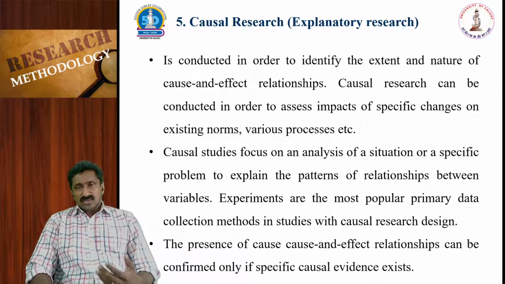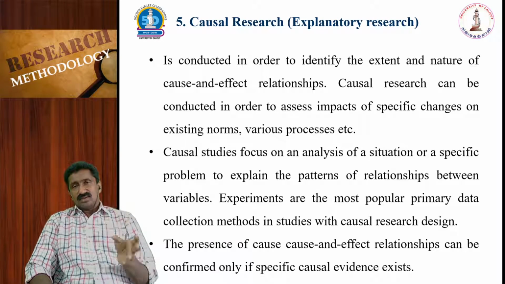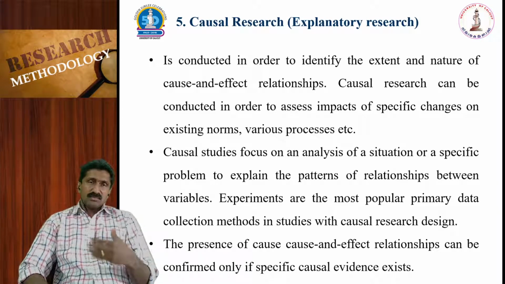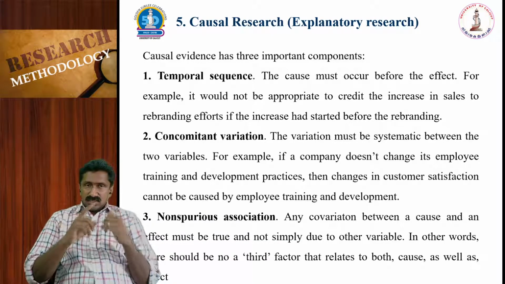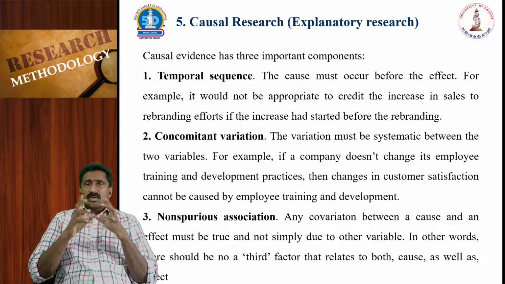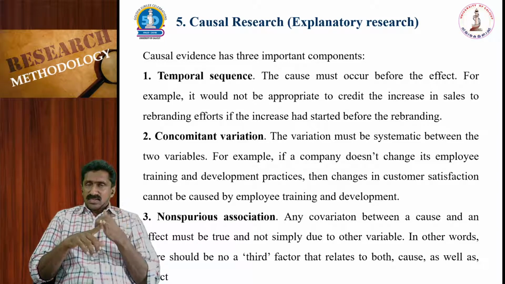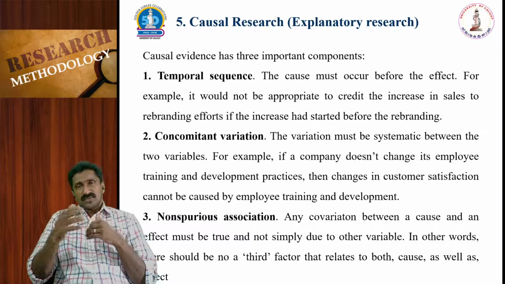So casual research is just trying to get some cause and effect relationship between the parameters. And the presence of a cause and effect relationship can be confirmed only if specific causal evidence exists. So you can design experiments, or you can observe things, so that cause and effect relationships can be determined or established using exploratory or casual research. Then, causal evidence has three important components. One is temporal sequence. The cause must occur before the effect.